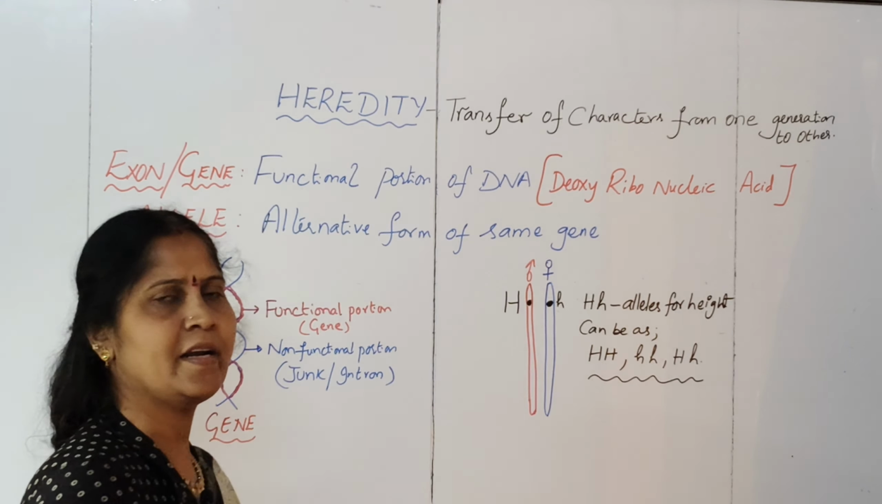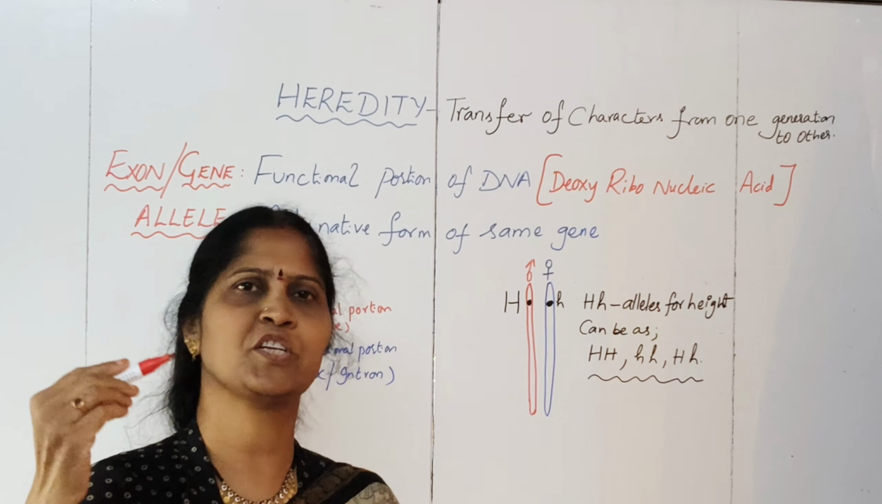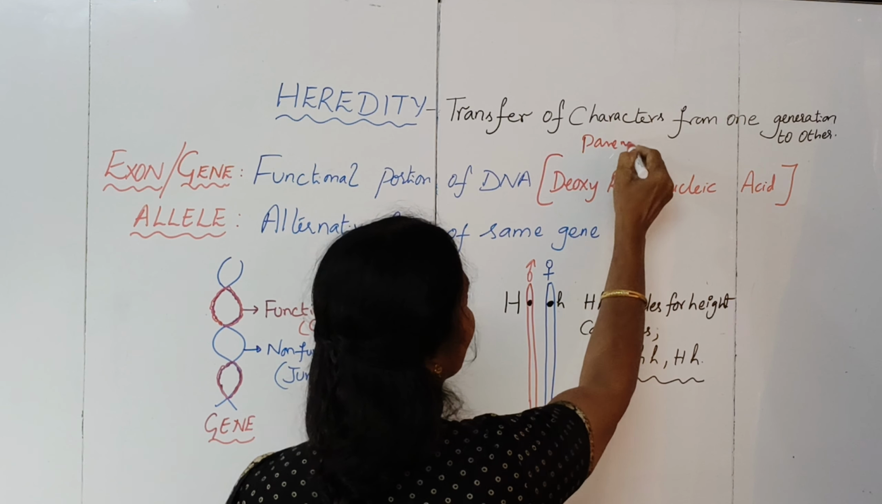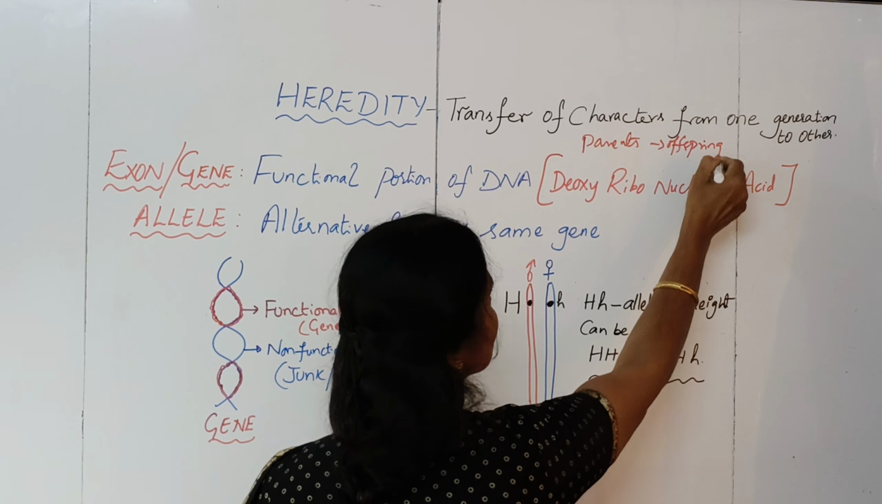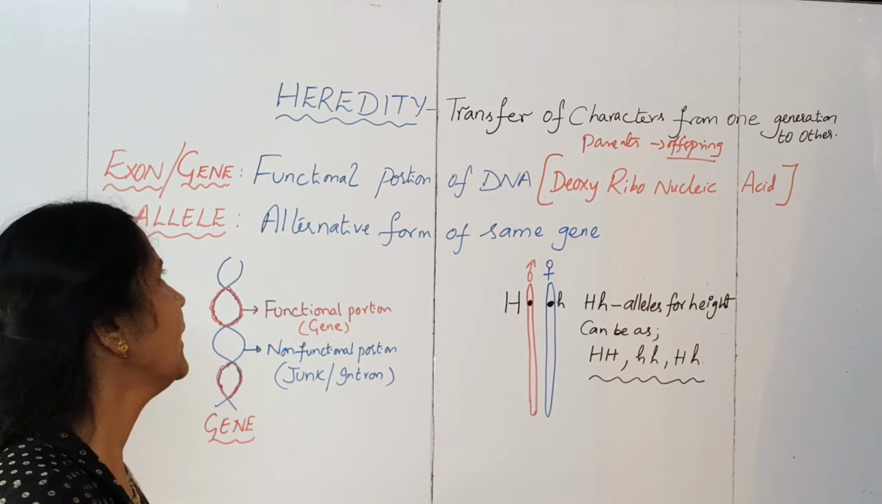So first is heredity. As I have already told you, it is the transfer of characters from one generation to another generation, or from the parents to offspring. Here in this lesson, the daughter generation would be called by the term offspring.